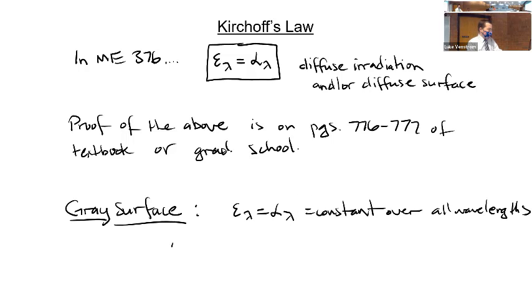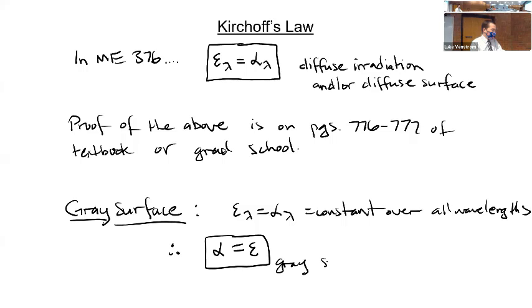Okay, so therefore, alpha equals epsilon. This is not going to be the case if there is a wavelength dependence. So basically, gray surface means the emissivity is wavelength independent.